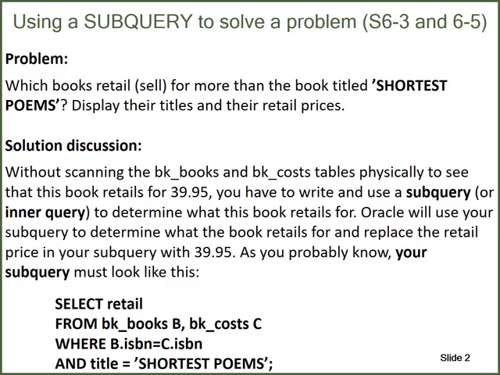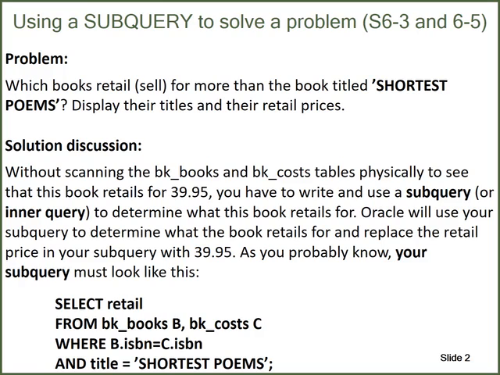Now, you can go and look it up in your data listing and say, okay, this book retails for $39.95, and then in your solution you say where retail price is greater than $39.95. But you are not allowed to do that because you were not given $39.95. You were only given the title of the book. So your query must find out what it retails for, and then use that result in your solution. In other words, we've got a query within a query, and therefore we call it a subquery.